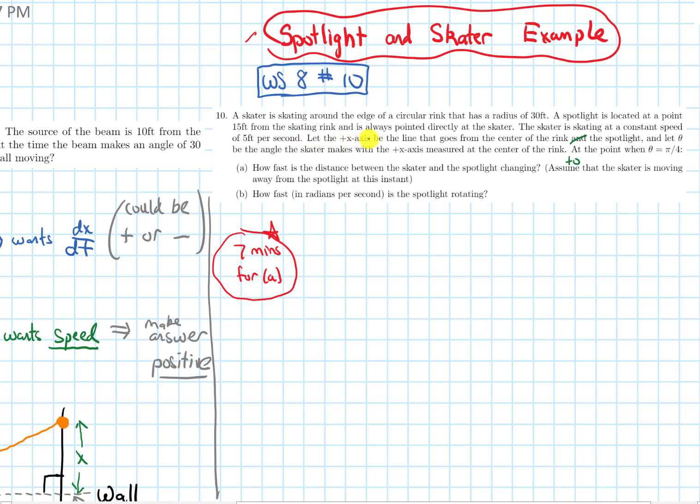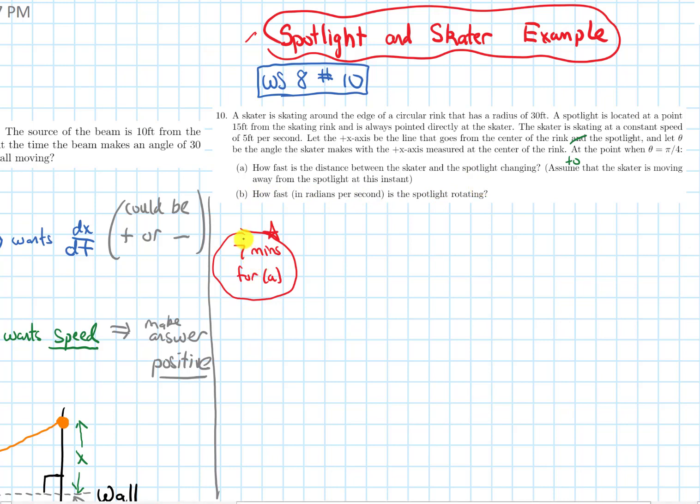Let the positive x-axis be the line that goes from the center of the rink to the spotlight, and let theta be the angle the skater makes with the positive x-axis measured at the center of the rink. At the point when theta equals pi over 4, A asks, how fast is the distance between the skater and the spotlight changing? Assume the skater is moving away from the spotlight at this instant. And B asks, how fast in radians per second is the spotlight rotating?